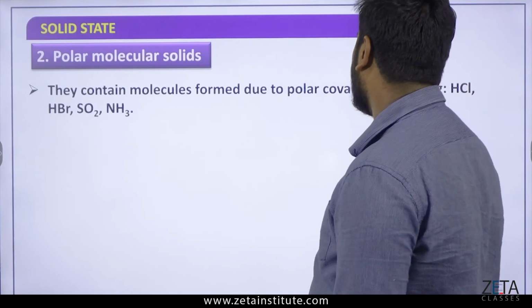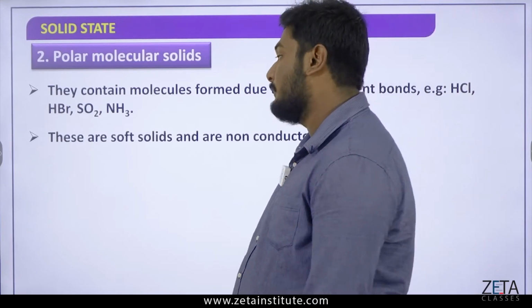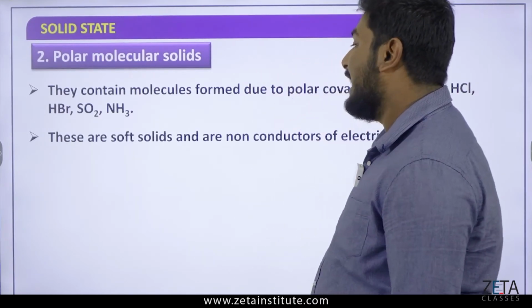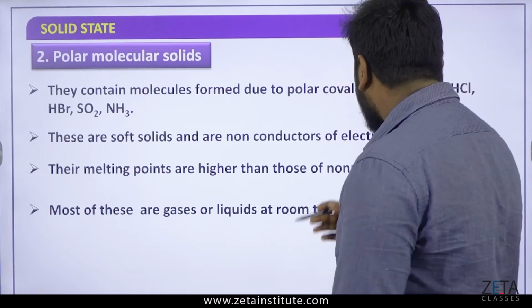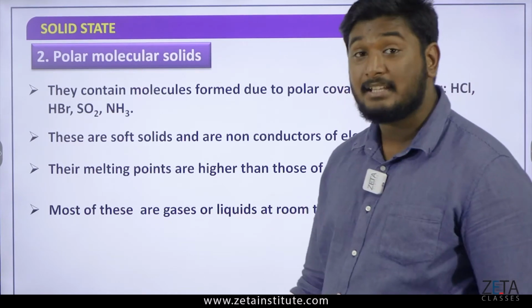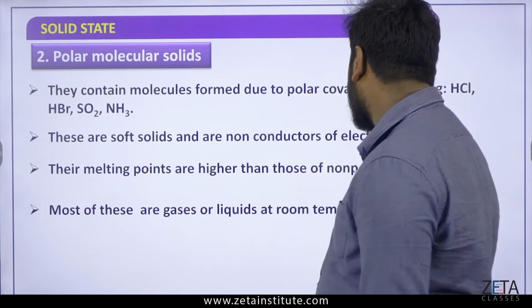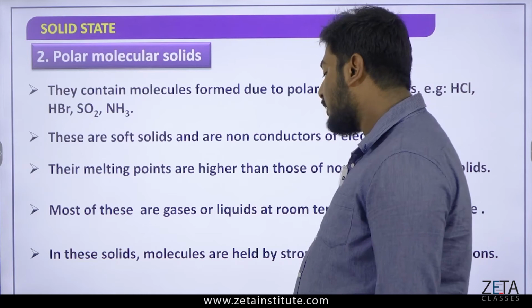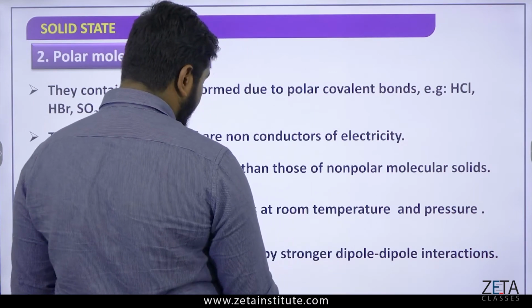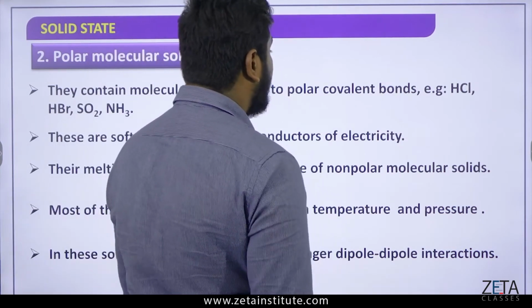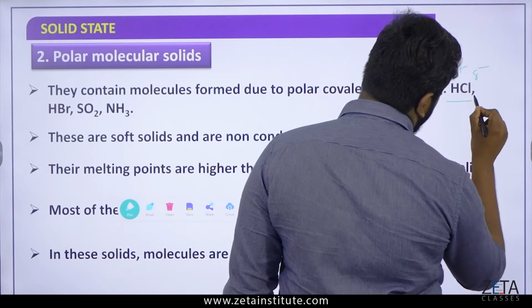They contain molecules formed due to polar covalent bond, for example HCl, HBr, SO2, NH3. Examples are very important. We can expect them in MCQ questions. These are soft solids, and they are non-conductors of electricity. Their melting points are higher than those of non-polar molecular solids. If you compare with our first one, their melting point is much higher. Most of these are gaseous or liquid at room temperature and pressure. In these solids, molecules are held by strong dipole-dipole interaction, because they have a permanent dipole moment, right? Here hydrogen has a partial positive charge and chlorine has a partial negative charge, and they have the dipole moment. Clear?